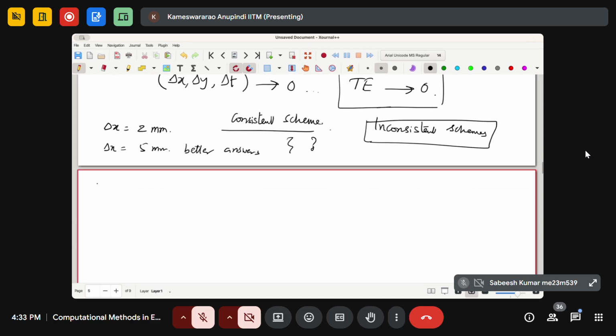Then let us look at something that is known as stability. Stability is usually applied for unsteady problems, also known as time marching problems.